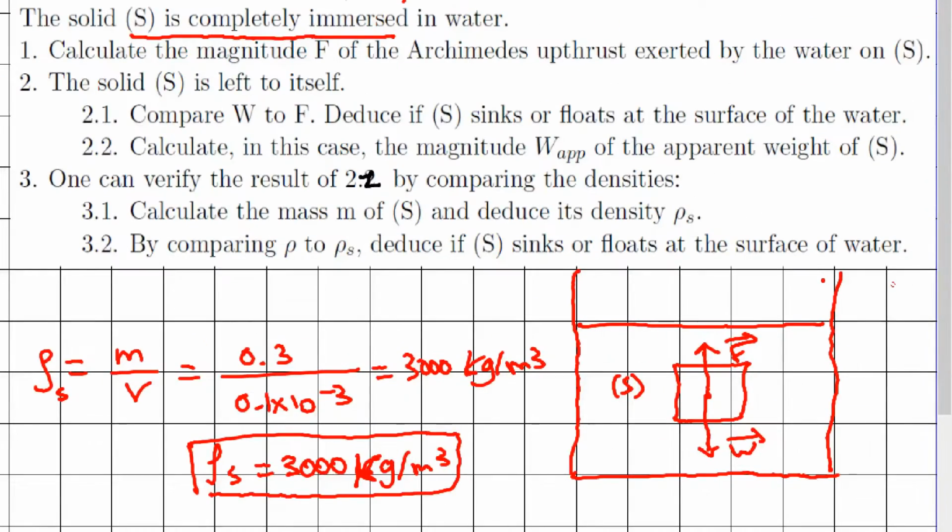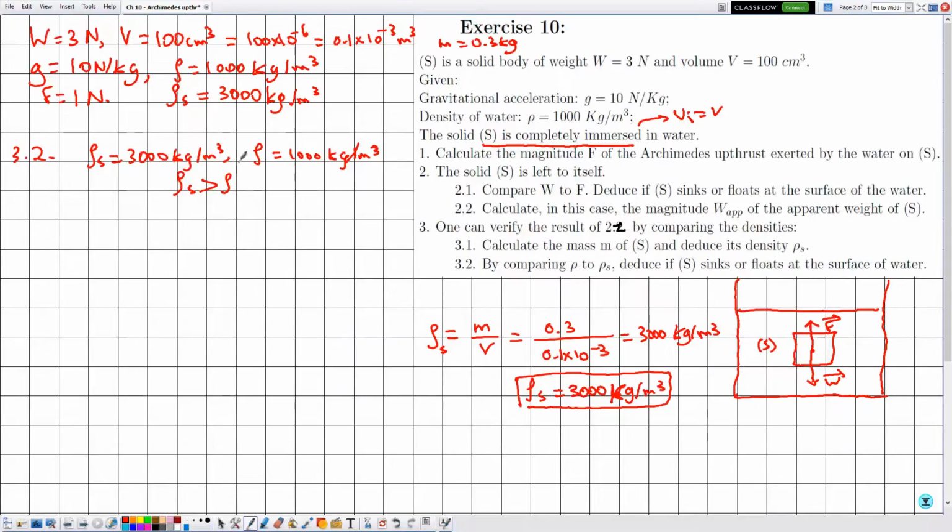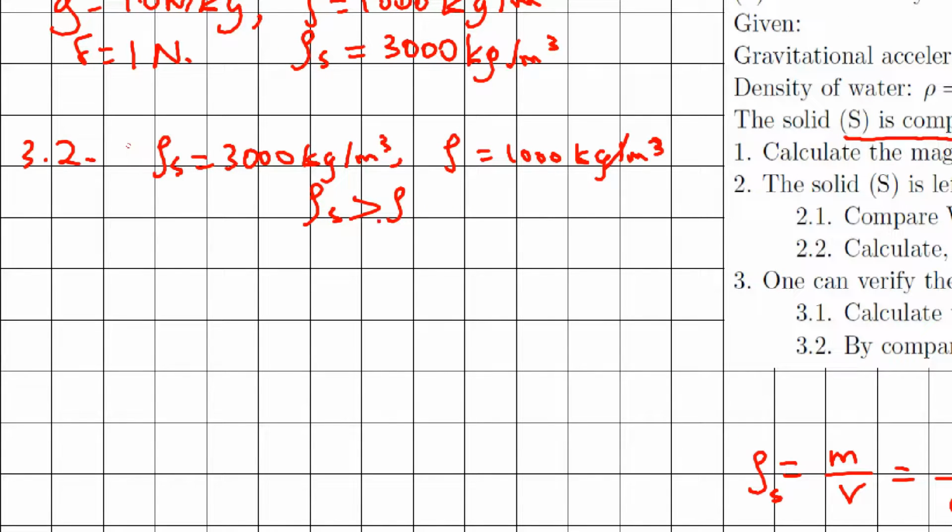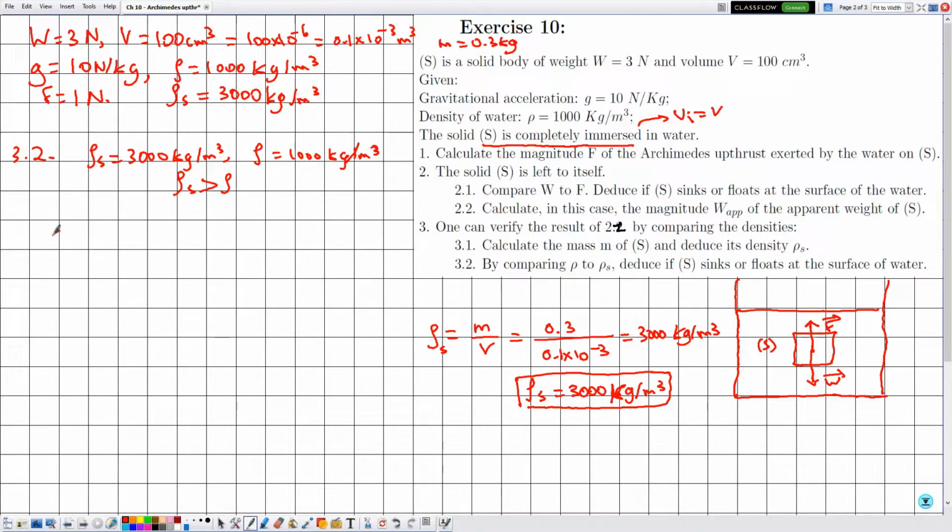They are telling me to deduce if S sinks or floats at the surface of water. Because the density of the solid is greater than the density of the liquid, which means that the solid is more dense than the liquid, then, since the density of the solid is greater than the density of the liquid, S will sink.